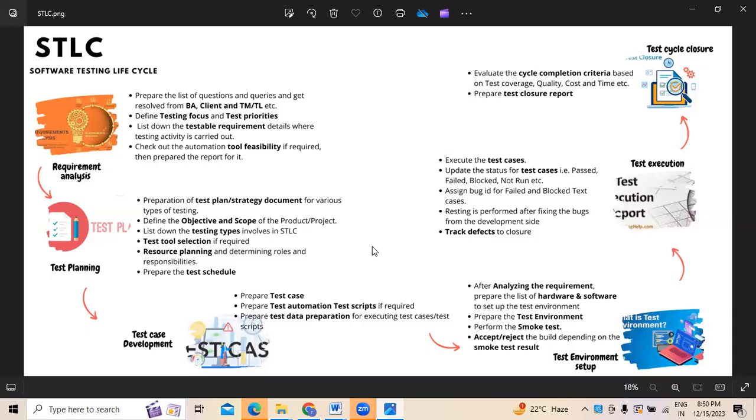Clear? Understood? Yes. Yeah. Anyone? Any questions? Sapna, Sushma, Prajwal?